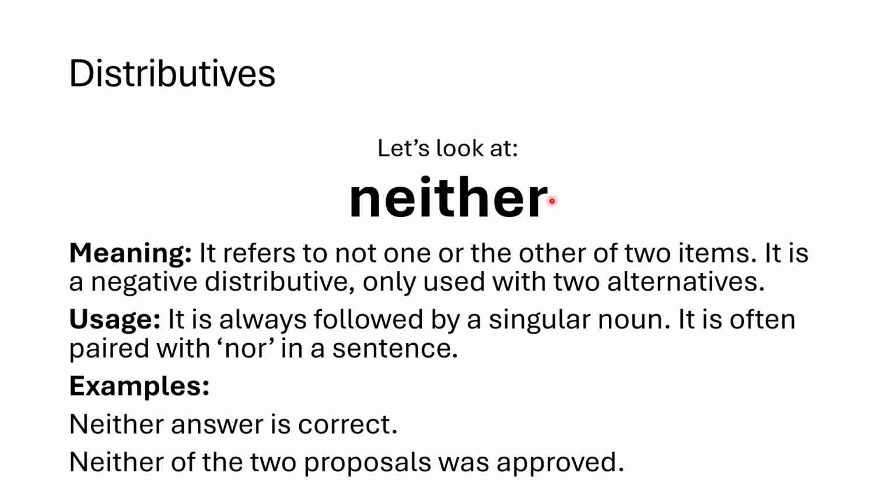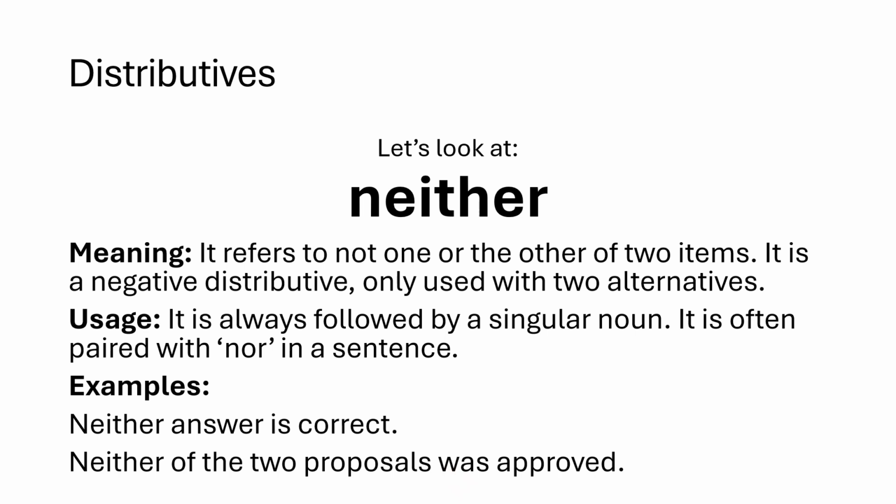Let's look at neither. The meaning. It refers to not one or the other of two items. It is a negative distributive, only used with two alternatives. The usage. It is always followed by a singular noun. It is often paired with nor in a sentence. Here are some examples. Neither answer is correct. Neither of the two proposals was approved.